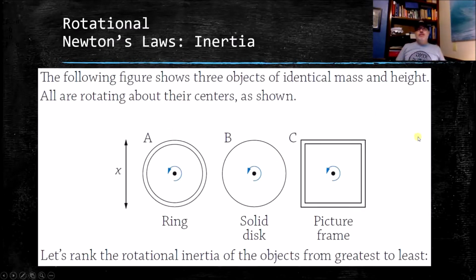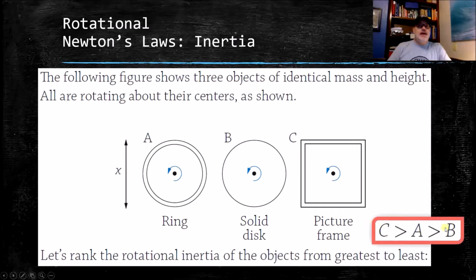So here we go. In the following figures, we have 3 identical mass objects, and they all have the same height. All are rotating about their centers as shown. Can you rank them from greatest to least rotational inertia? Well, obviously the ring must be more than the solid disc because it has all of its mass out at the end. But then this picture frame has corners that are farther away, with a larger radius than, say, the radius of this ring. So it should be C, A, B.